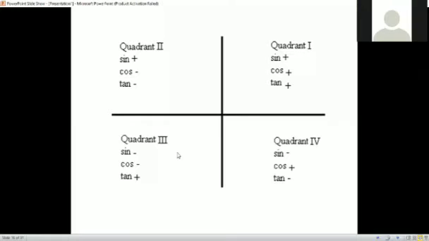The next is 7 pi by 4. In which quadrant will 7 pi by 4 be? Fourth quadrant. Yes, it is in the fourth quadrant. So if I ask you cos 7 pi by 4, can you tell me the value of cos 7 pi by 4?